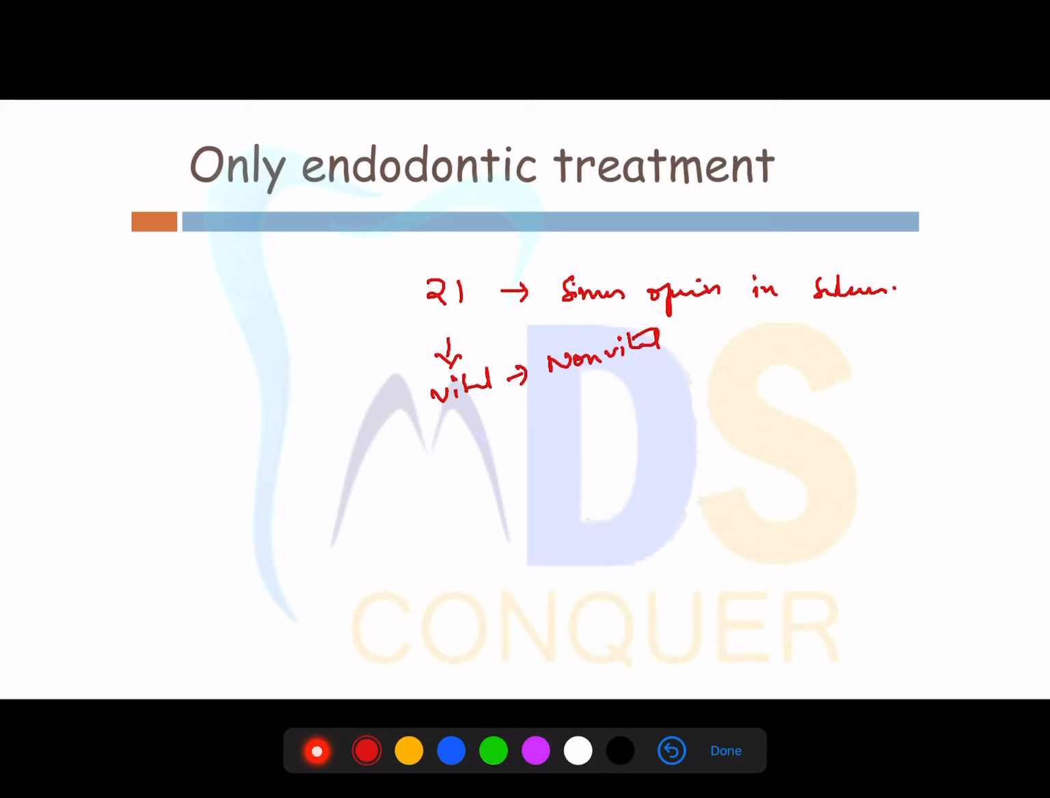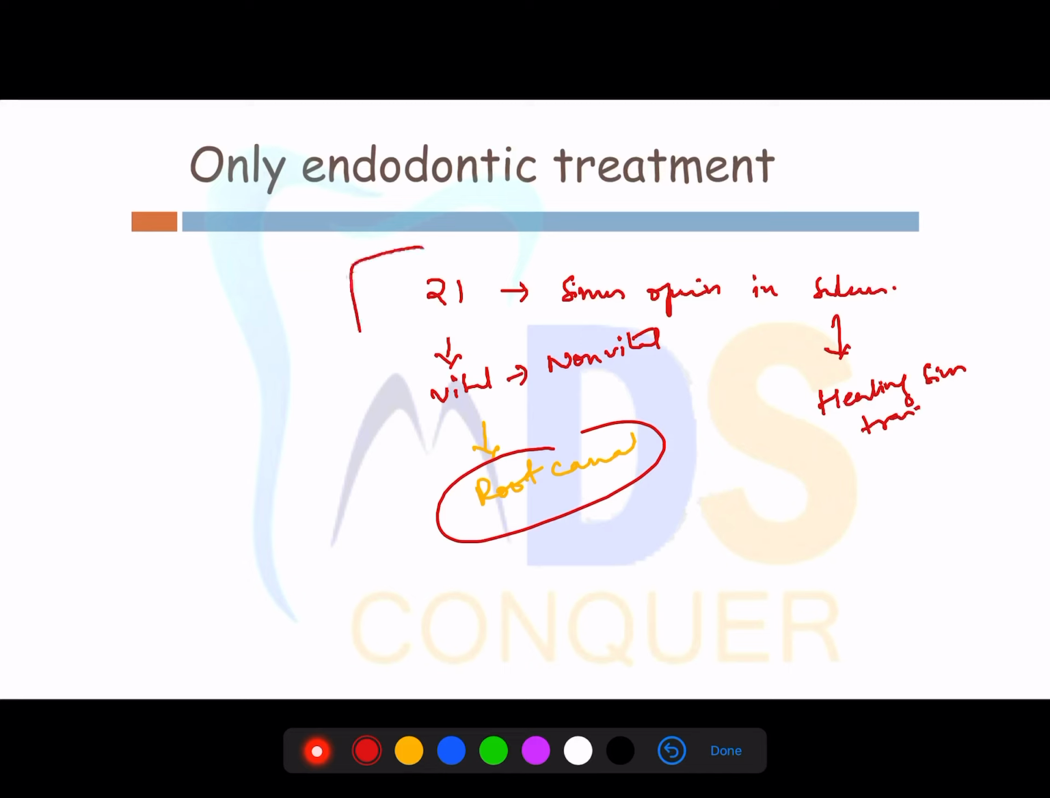It's an endodontic lesion. So what is the treatment of this case? You have to do root canal treatment. In most of the cases, root canal treatment is going to be the permanent treatment for this case. When the root canal treatment is done and the infection is removed, the sinus tract will heal on its own. So this is a case where only endodontic treatment is required, right?